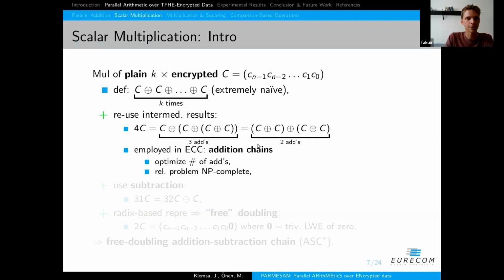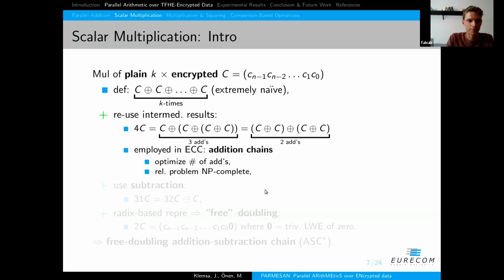First, we might reuse some intermediate results, as we can see here. This is the naive approach, that we first add these values, then we add the other value, and then we add the last value, for which we need 3 additions. Or we might reuse some intermediate result. Here we calculate c plus c, and we reuse it here. So we basically only evaluate this addition and this addition. This we copy-paste. So this is the first improvement.